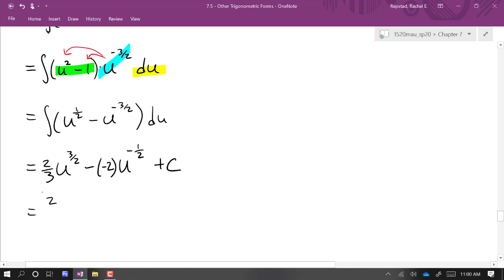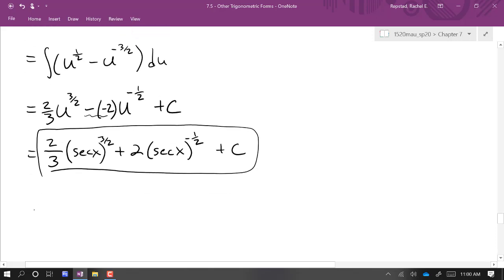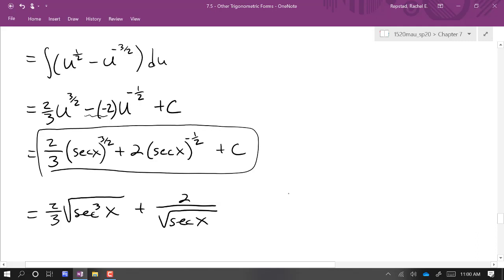So I'm going to put our expression for u back in. U is secant x, and then I'm just going to clean up that second term a little bit. So 2/3 times secant x to the 3 halves, and then this will be a plus 2 secant x to the negative 1 half plus a constant. You could leave it in this form if you like, or you could go back to radical form. So this would be 2/3 times the square root of secant cubed x plus 2 over the square root of secant x plus a constant. Either is fine.